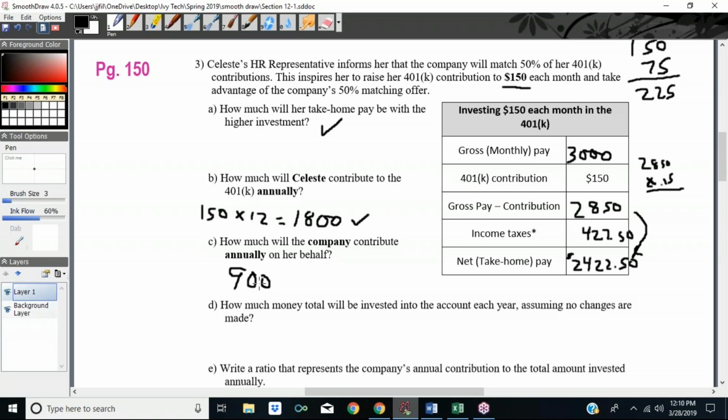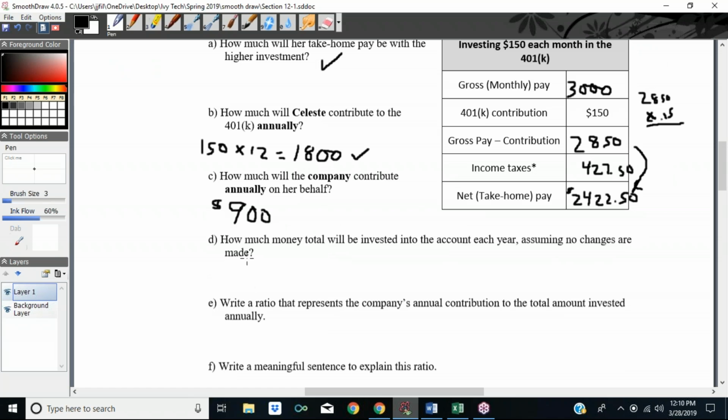And you could have gotten that by just dividing the 1,800 by 2. You could have done it by multiplying the 1,800 by 0.50, or you could have taken 75 times 12, and that would all get you the same result. And so part D says how much total will be invested? Well, 1,800 plus 900, 2,700.